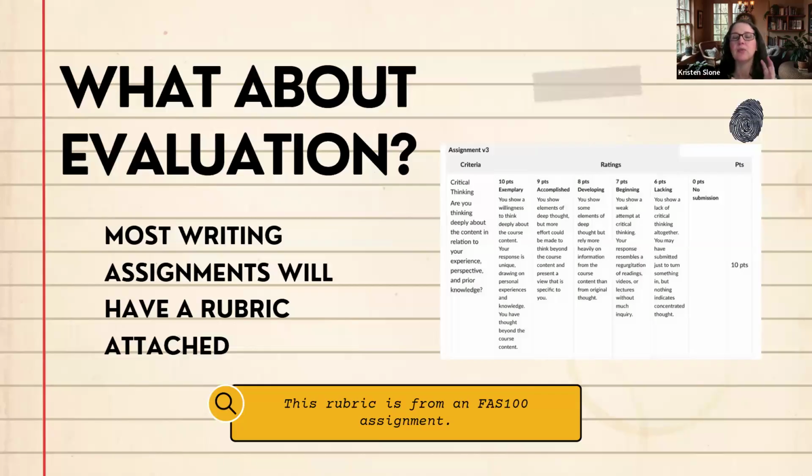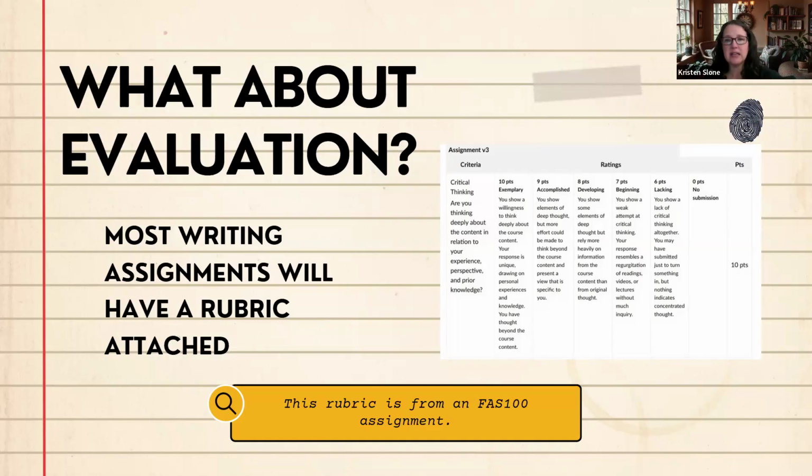But this is a snippet of one category from an FAS 100 assignment. This is the rubric, what it will look like. It will have more than just the critical thinking category. If you continue to scroll down on the page where this rubric was, you would see there's multiple categories. But if you look at this rubric, okay, so the category is critical thinking. Are you thinking deeply about the content in relation to your experience, perspective, and prior knowledge?